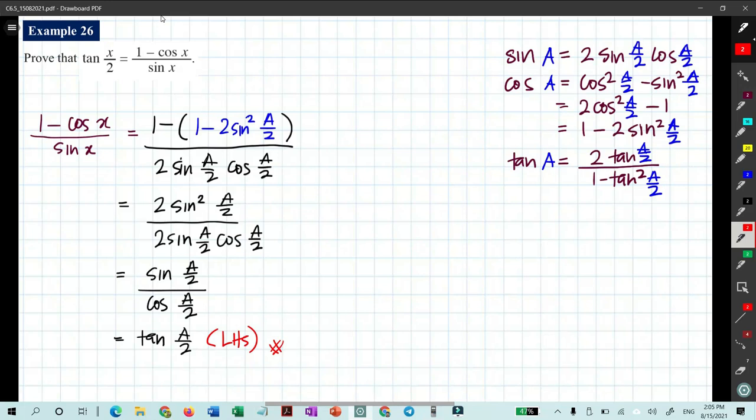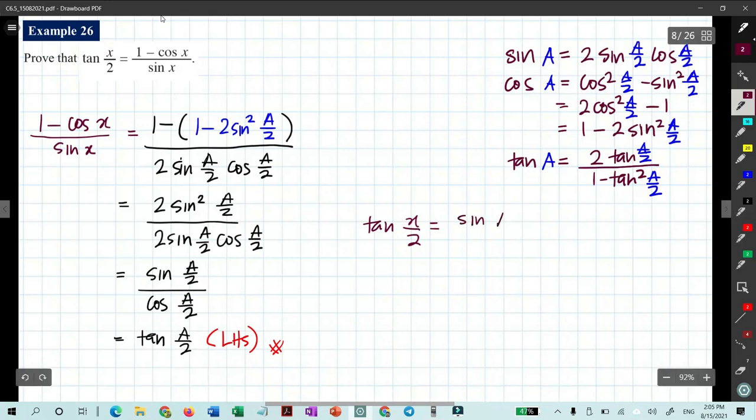And now I'm going to teach another way of answering this question. Okay. So earlier we already learned that tangent x over 2 is actually equal to sine a over 1 plus cos a.